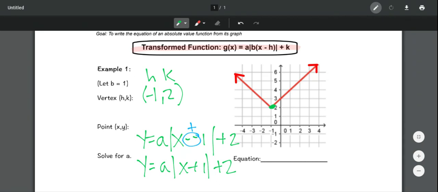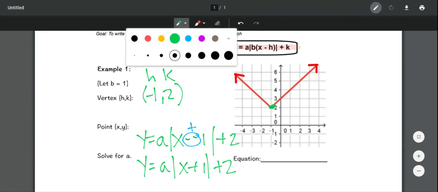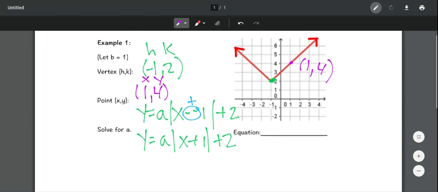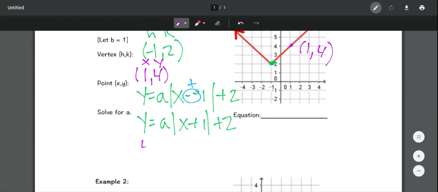Now I need another point, so I'm going to pick any point that I want that's a nice point on the graph. For example, I could use this point here at 1, 4. And I'm going to plug that point in for x and y in my equation. So I'm going to plug 4 in for y, 1 in for x. And now I'm left with one variable, which is a, that I can solve for.